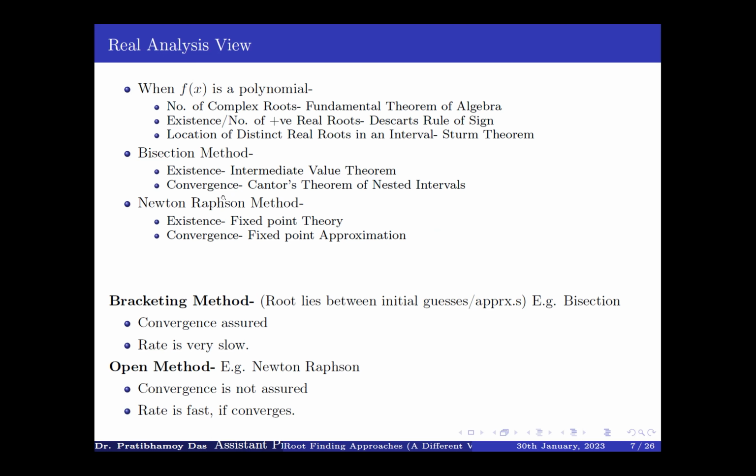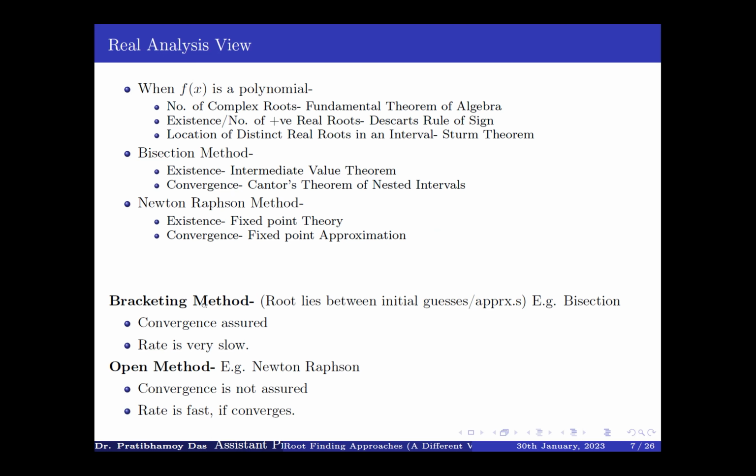Okay. Newton-Raphson method. Existence is fixed point theory. What is fixed point theory? Newton-Raphson method says x_{n+1} equal to x_n minus f(x_n) by f dash(x_n). This is the formula. So now, how do I get the fixed point? Because I'll write down whatever is on the right hand side as g(x). g(x) equal to x minus f(x) by f dash(x). Then you come to the fixed point theorem and you check under what condition it holds.